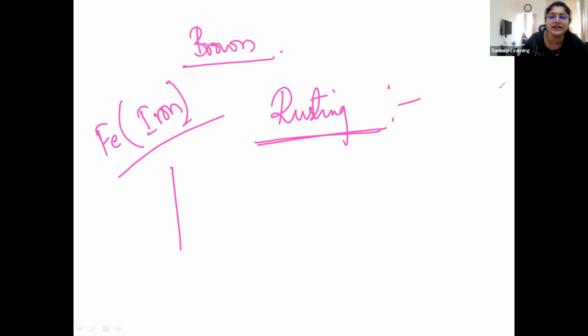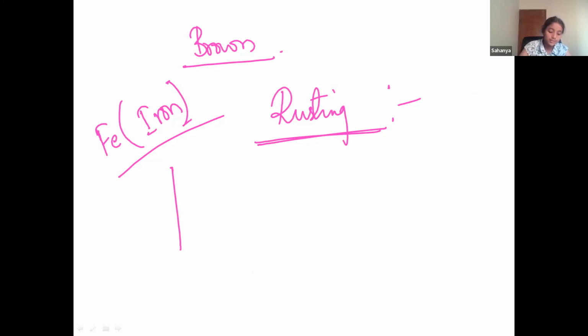Rusting is exposing iron to moisture and oxygen, or the air which is present. When it reacts with air and oxygen, it undergoes rusting. How do you prevent it from rusting? You can paint it, oil or grease it, or tin it. Galvanization also. So these are some of the methods. Here they have given the reaction also.